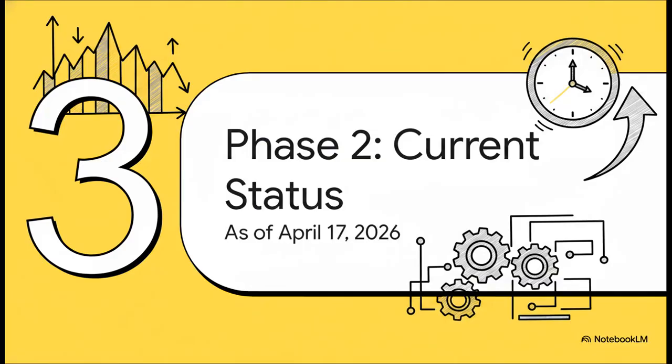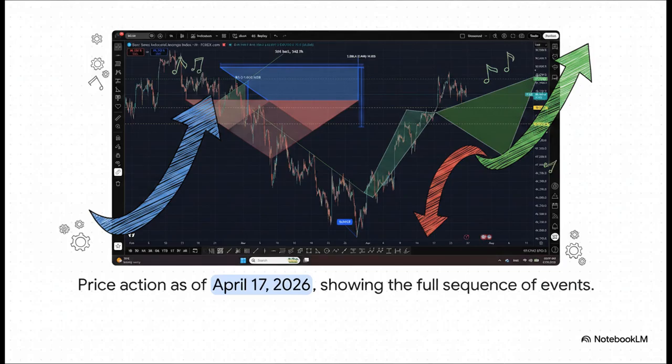So, the N event occurred, but of course the market kept moving. This brings us to the documentation of Phase 2, which covers the cycle's journey all the way up to the current status on April 17, 2026. This chart really tells the whole story so far. You can trace the path perfectly, from the initial entry at M up to that N event we just talked about, which was followed by a pretty significant drop, and then a period of recovery.